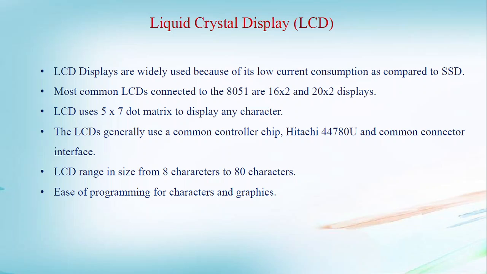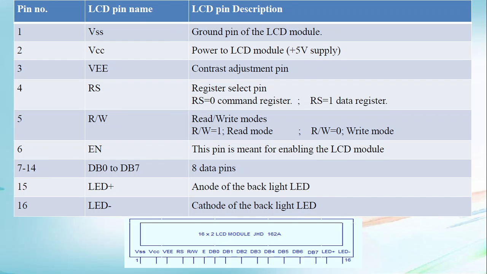Liquid crystal displays are widely used because of their low current consumption as compared to SSD. Most common LCDs connected to 8051 are 16x2 and 20x2 displays. LCD uses a 5x7 dot matrix to display any character. LCDs generally use a common control chip, Hitachi 44780U, and a common connector interface. LCDs range in size from 8 characters to 80 characters, with ease of programming for characters and graphics.